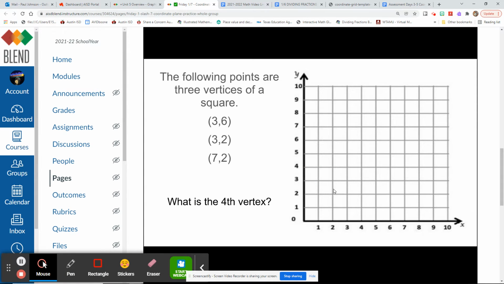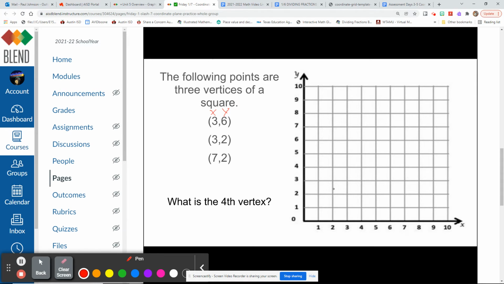All right, onward. So the following points are 3 vertices of a square. What that kind of means is that they are 3 of the places where lines meet in a square. A vertex is where 2 lines meet. So what we're going to do is place each one of these plot points in the proper coordinates. So let's review that our first coordinate is x, our second coordinate is y.